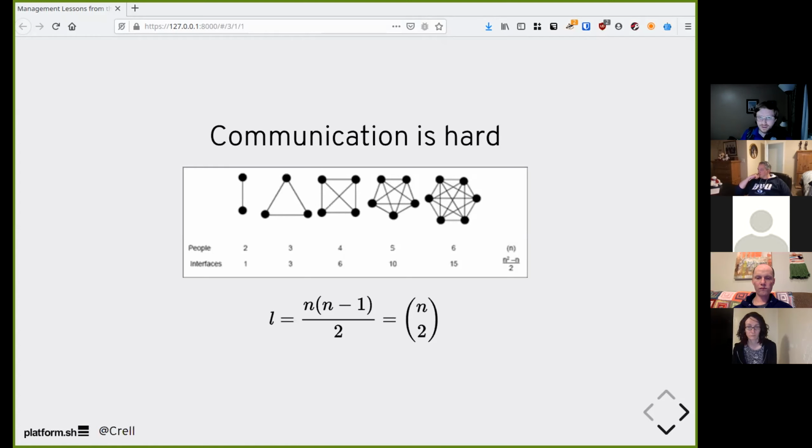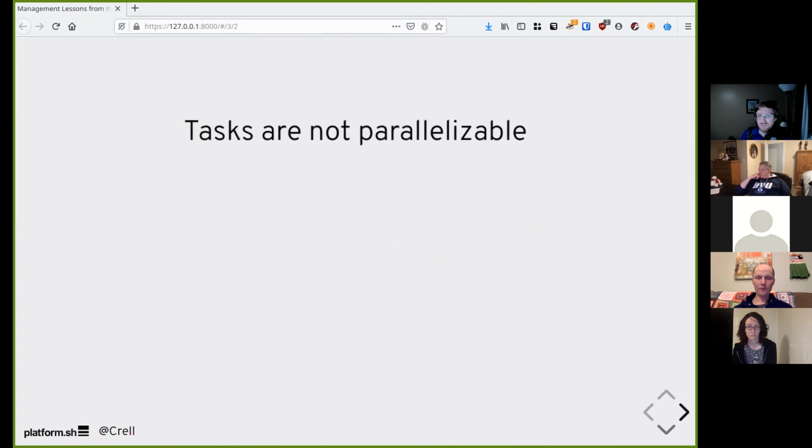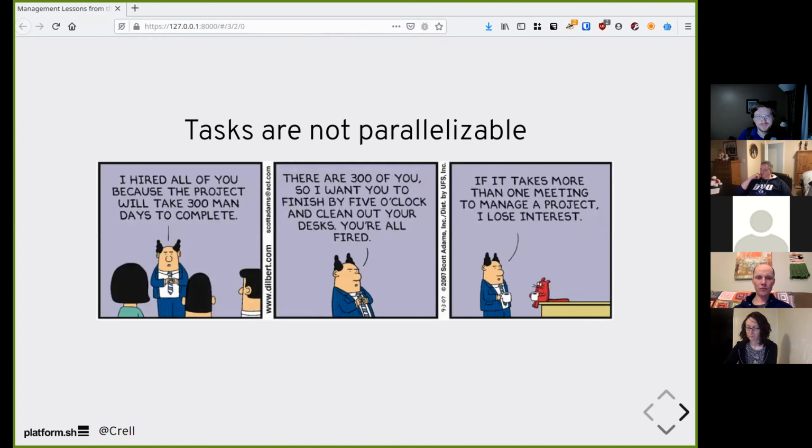Why is that? Mostly because tasks are not parallelizable. Most development tasks cannot, in fact, be completely parallelized. This is a management talk, so there have to be Dilbert comics in it. "I hired all of you because the project will take 300 man days to complete. There are 300 of you, so I want you finished by 5 o'clock, clean out your desks, you're all fired." Clearly, this is ridiculous. But it is the way that some not good managers think about development.